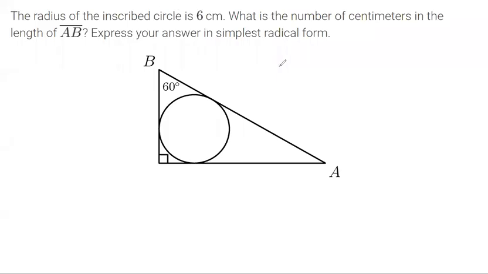Okay, everyone. So this is another good question about geometry. So let's look into what we have. The radius of this inscribed circle is given, and that's 6. And what's the length of AB? That's my hypotenuse of the right triangle.